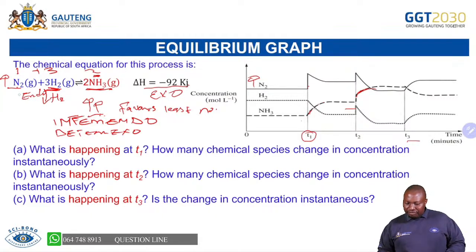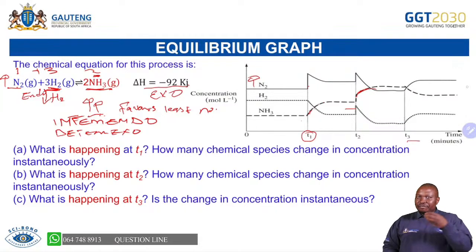Is our reverse? What are the reverse? N2 and 3H2. Is N2 and 3H2 increasing? Yes, you can see H2 is increasing. N2 there, the graph is increasing. So it shows that they are favored. The one that is increasing is favored.